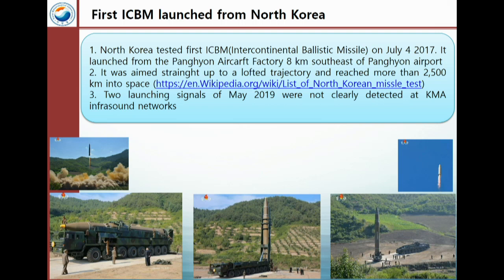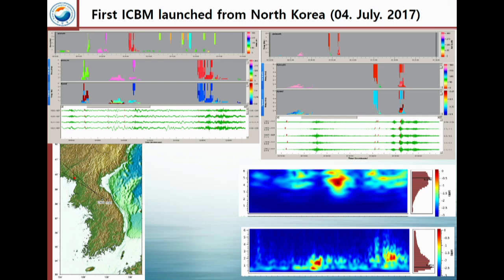But for example, they restarted launching in May 2019, and they tested missiles two times, but they were not clearly detected by our sound network, for other reasons. This is the first ICBM launch from North Korea, but the azimuth detections and the signal coherence are not really good. I think maybe the wind condition was not favorable, and maybe I didn't get the higher-altitude profiles of the troposphere signals through. So I need modeling for these things in the future.